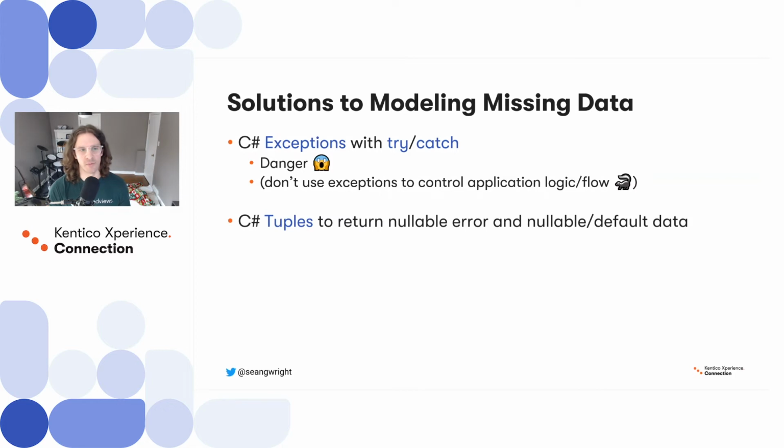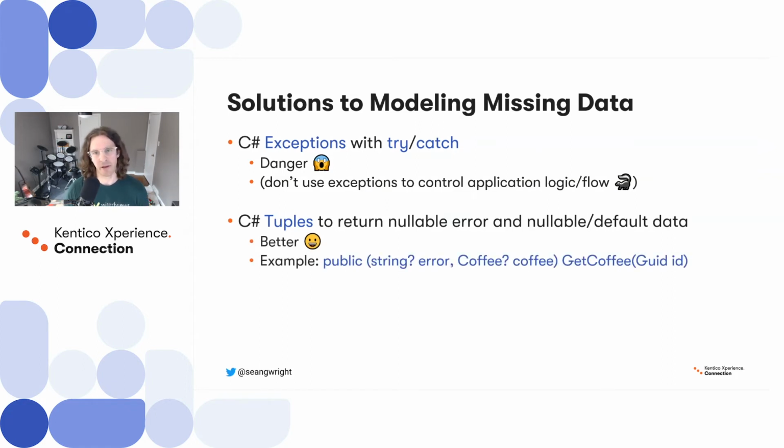We could use C# tuples to return nullable error and nullable data. This is better. And here's an example of what that might look like. We would have a method GetCoffee. We pass in that node GUID, and then we return back a string and a coffee tuple. If it failed to get that coffee, then the error would be populated. And if there was no error and there was a success, we would return the coffee instead.